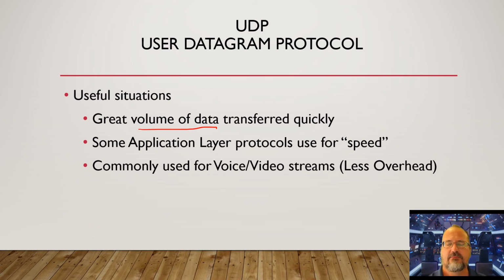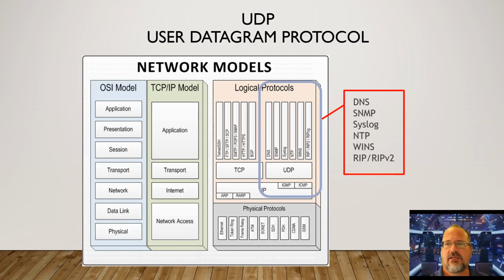All right. A couple of the protocols that exist under UDP: DNS, right? Domain Name Services. Simple Network Management Protocol, syslog, NTP, that's time, right? WINS, it's a Windows networking protocol. RIP is a router protocol. All of those are UDP, connectionless, right?